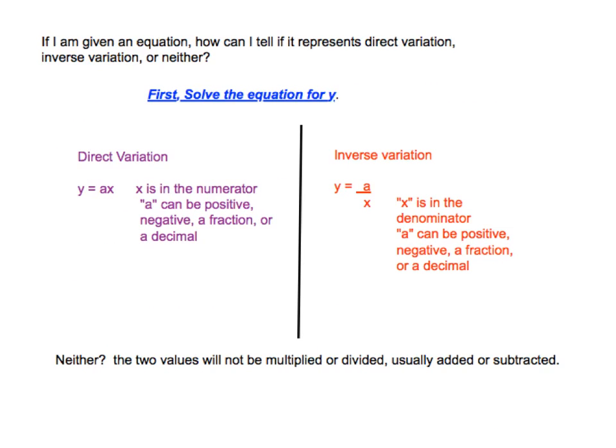So basically, the difference between direct and inverse variation is, when you have each of them solved for y, in direct you are multiplying a times x, and in inverse you are dividing a divided by x. As in, direct has the x in the numerator, inverse has the x in the denominator. And sometimes it's neither direct nor inverse, and that would just be a different type of equation that you're looking at.